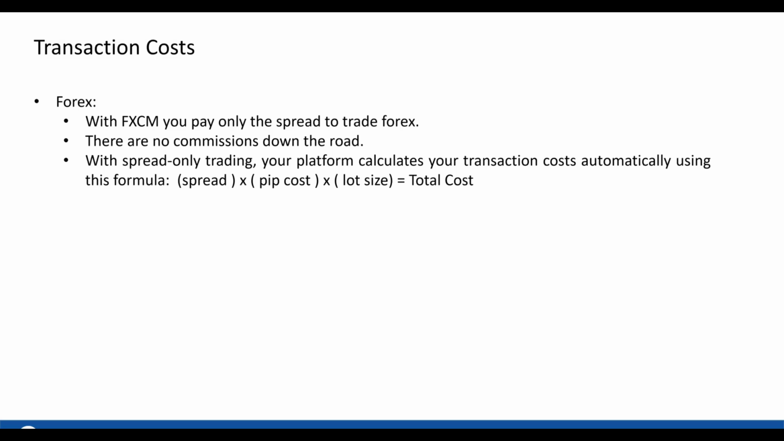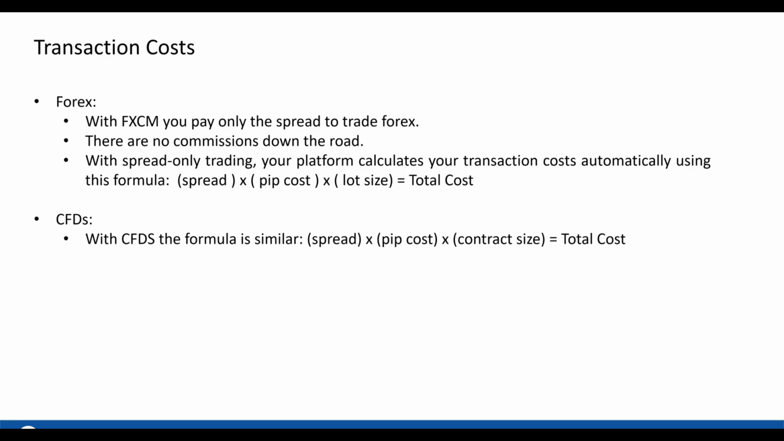Transaction costs. Let's take a look at transaction costs with Forex first. With FXM, you pay only the spread to trade Forex, so there's no commissions down the road. With spread-only trading, your platform calculates your transaction costs automatically using this formula. The spread times the pip cost times your lot size equals your total cost. With CFDs, it's very similar. The formula is the spread times the pip cost times the contract size equals the total cost.